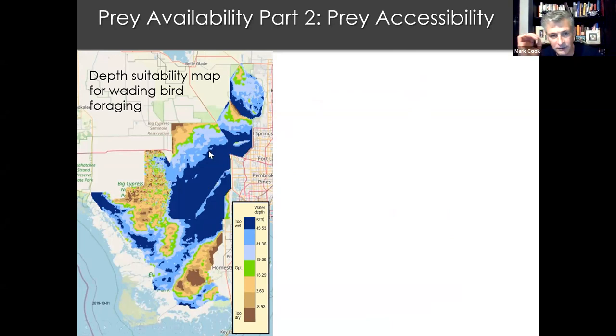We used 20 years of foraging data across the entire Everglades landscape using statistical models, and we were able to determine what the actual optimal depth is for foraging. We were able to categorize that into these areas where green here is optimal for foraging. Well, actually the light blue areas can also be optimal for foraging as well. These blue areas tend to be too deep, and these brown areas tend to be too dry, sorry.